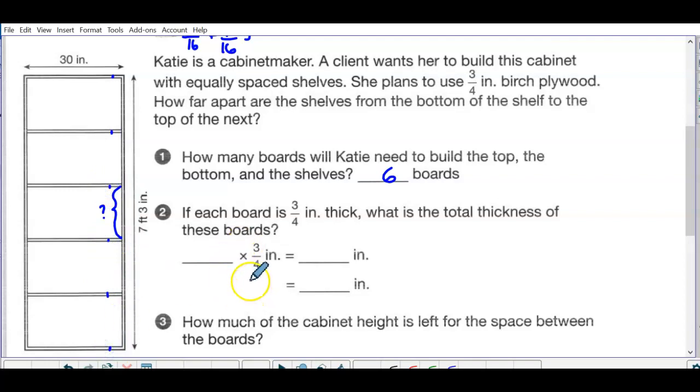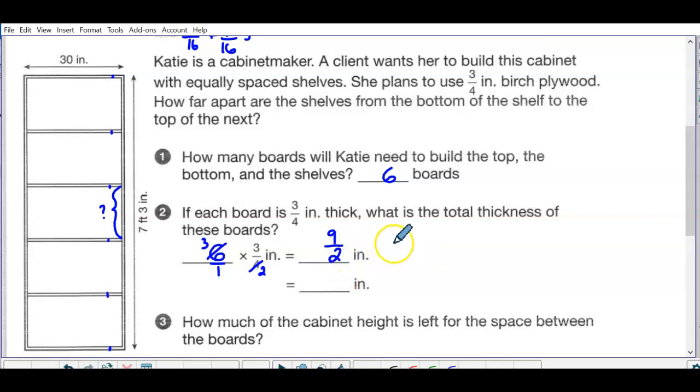So if each of those is 3/4, what is the total thickness of the boards? If she just got them prepared and put them in a pile, how high would that pile be? Well, you have 6 that are each 3/4. So again, we're multiplying here. You can multiply, that's like 6 over 1. Multiply numerators and denominators and then simplify. Or you can see 2 goes into 4 twice, into 6 3 times. 3 times 3 is 9 over 2. Okay, the 2 stays the same. So 9 over 2 inches.